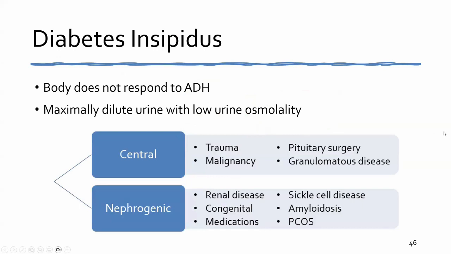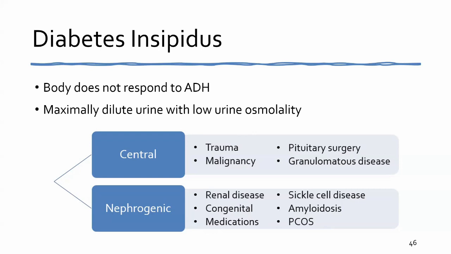So I'll just quickly mention something about diabetes insipidus. So this is a condition in which the body does not respond to antidiuretic hormone. It results in maximally dilute urine with a low urine osmolality, despite patients having a high plasma osmolality. So diabetes insipidus can be either central or nephrogenic. Central diabetes insipidus is a result of a defect in the central release of ADH. So the posterior pituitary gland is not releasing the ADH. So it's caused in general by intracranial causes, a few of which are listed there.